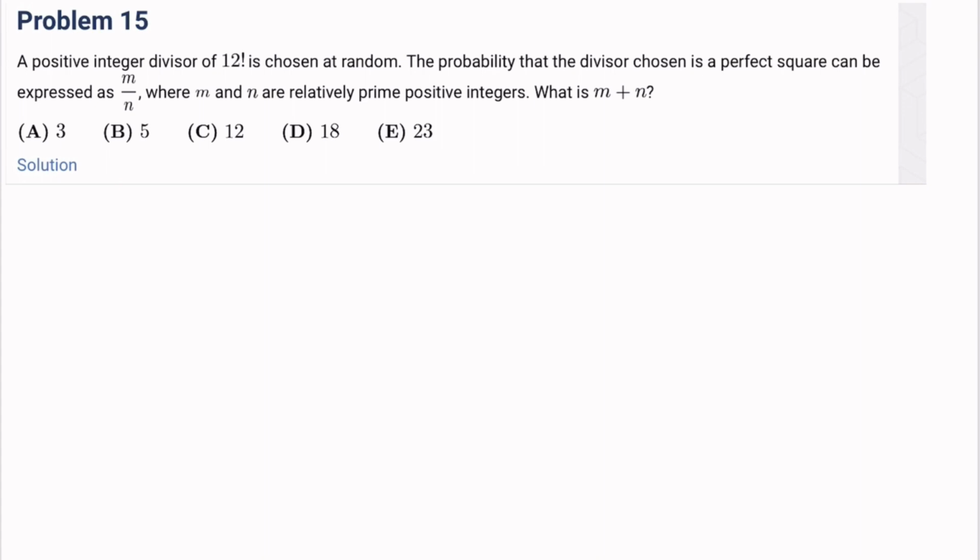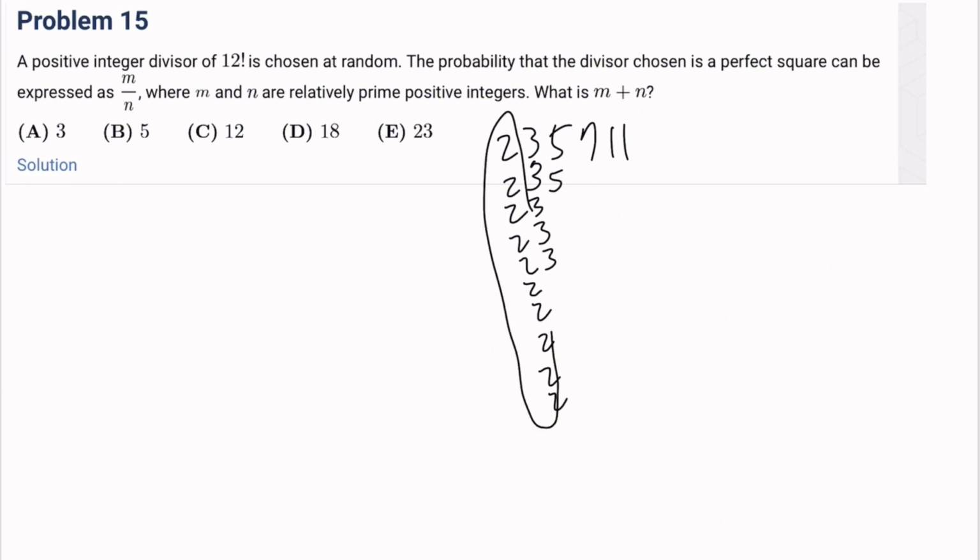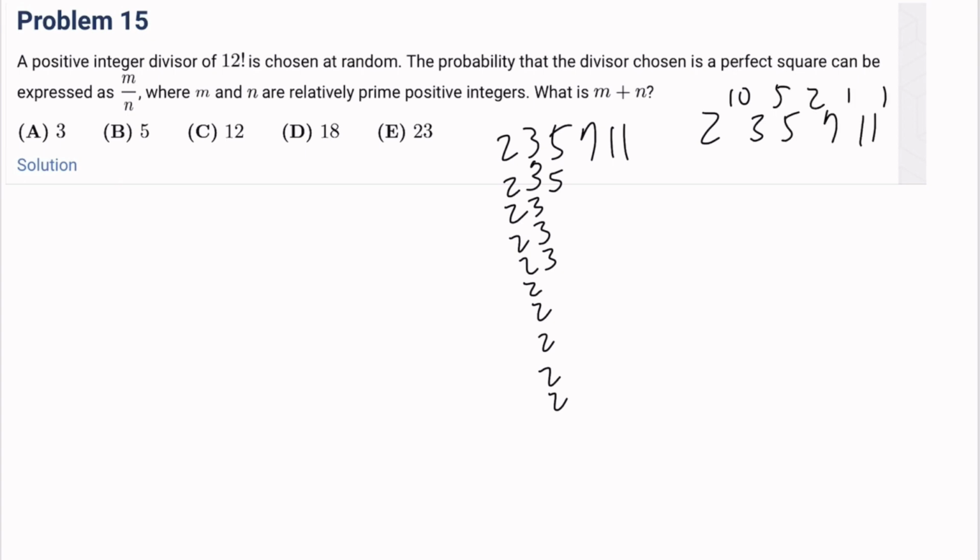Okay, so first of all, let's dissect 12 factorial. So 12 factorial is 1 times 2 times 3 times 4 times 5 times 6 times 7 times 8 times 9 times 10, 2 and 5, and then times 11 times 12, and that's it, right? And so if you see here, we have 10 2's, so we have 2 to the 10th power, 3 to the 5th power, 5 to the 2nd power, 7 to the 1st power, and 11 to the 1st power, right?